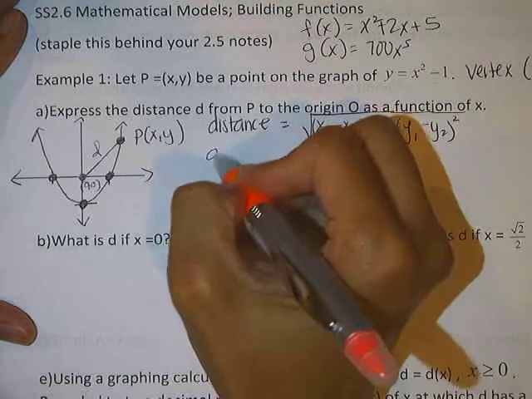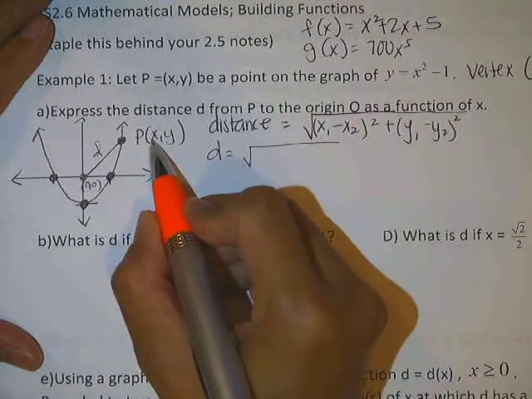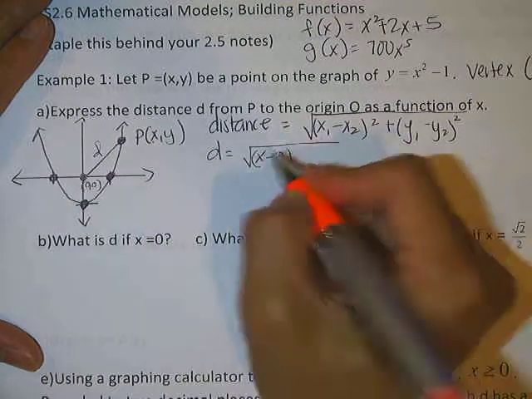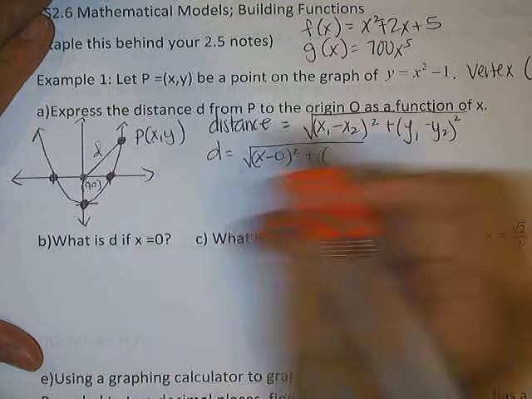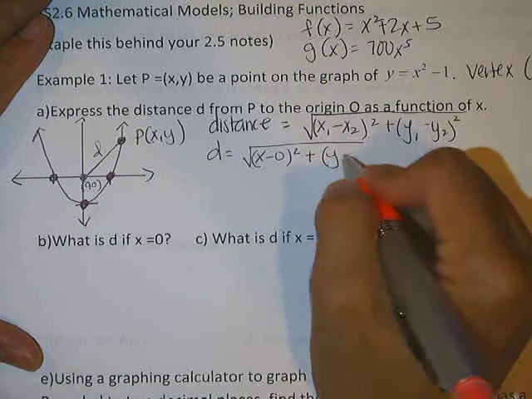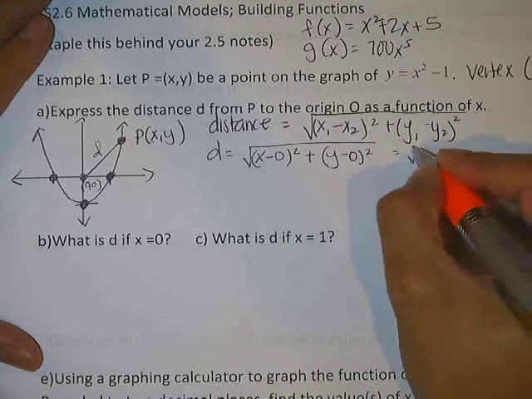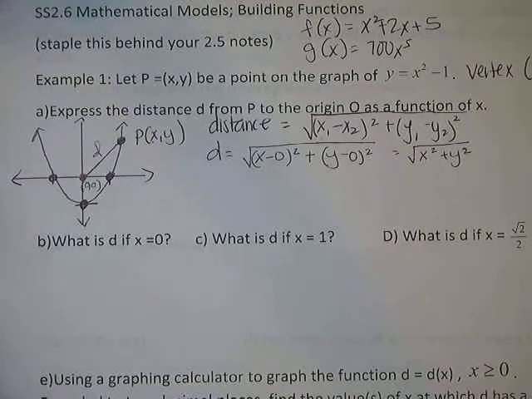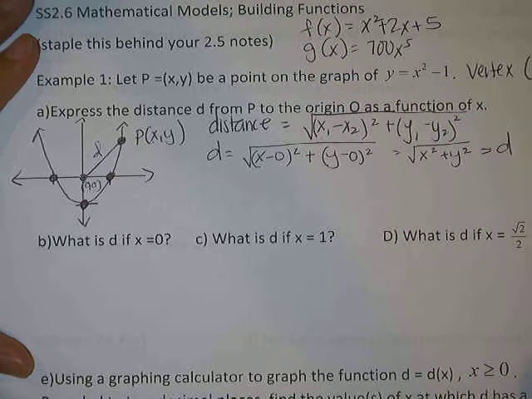So I'm going to go distance equals, let's plug it in, x minus 0. This is my x1, this is my x2. We're going to square it, plus my y1, which is y, y2 is 0. I'm going to square it. As you can tell, that leaves me with simply x squared plus y squared. That equals my distance. So now this equals my distance formula.